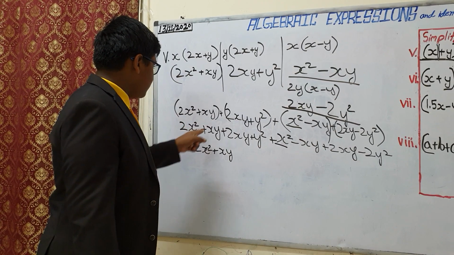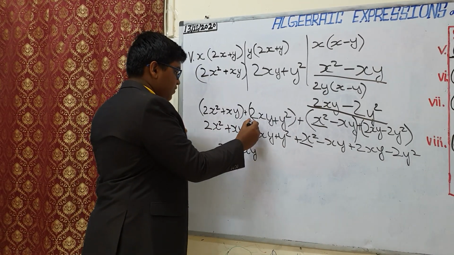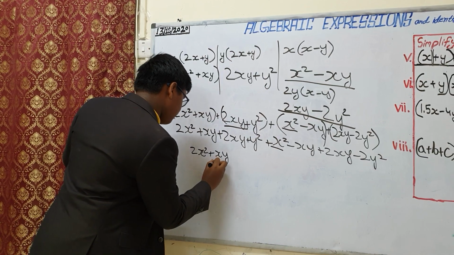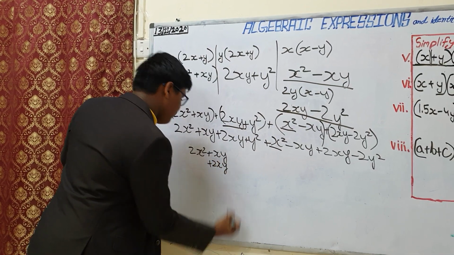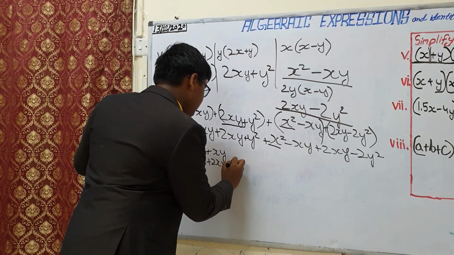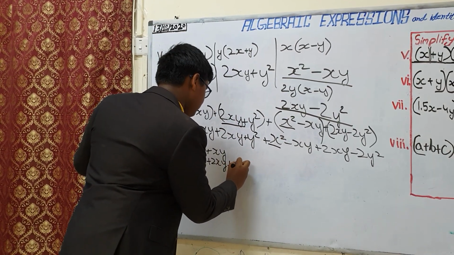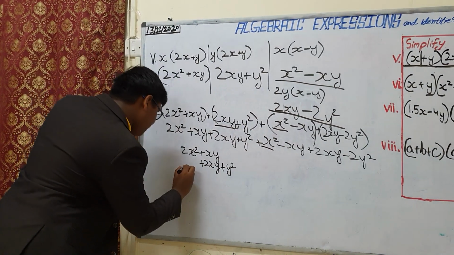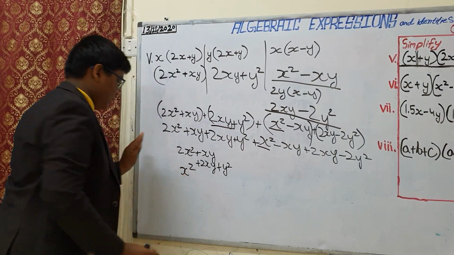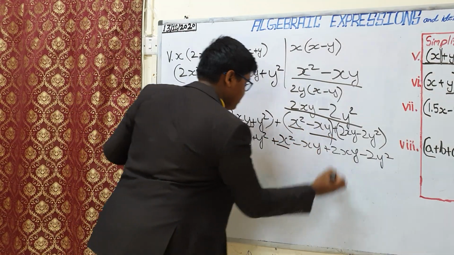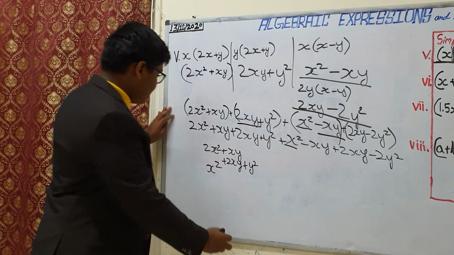Now here we have xy. So xy, here we have 2xy. So we will write it as the like terms. We have plus 2xy. Then plus y squared we will write as it is. Then we will go for the third bracket. So the third bracket has x squared first. So x squared in the like terms column, then minus xy. So here we have minus xy.